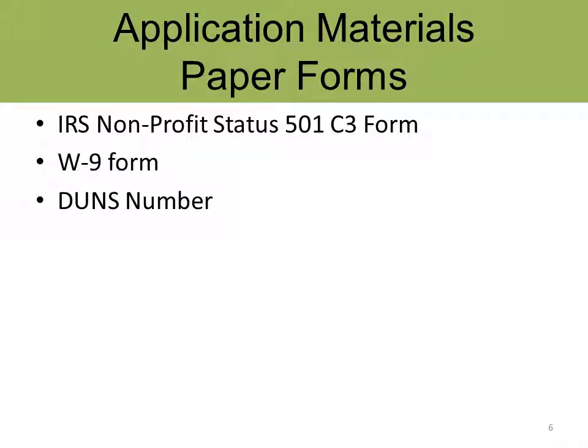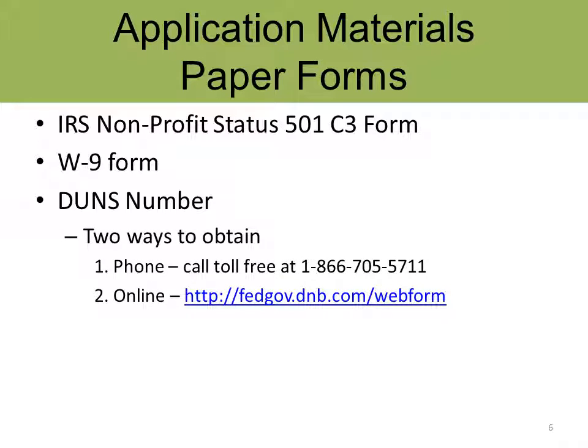A DUNS number is a unique, non-indicative 9-digit identifier issued and maintained by Dun & Bradstreet that verifies the existence of a business entity globally. Dun & Bradstreet assigns DUNS numbers for each physical location of a business. There are two ways to obtain a DUNS number. One is by phone. You can call toll-free 1-866-705-5711. You can also go online to the website indicated on the slide.